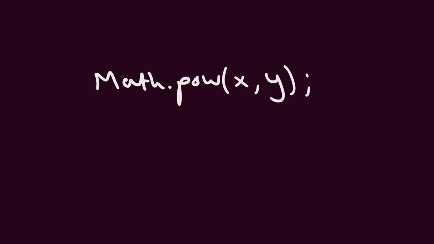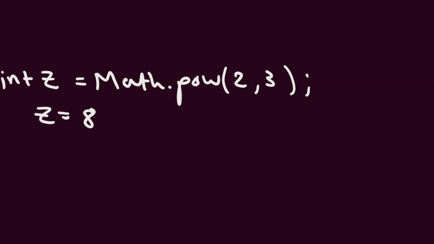Then we have another function, Math.pow. This is where you put in two numbers, let's say x and y, and you get an output of what x to the power of y will be equal to. So let's say we set this as int z, and x is 2 and y is 3, then z will be equal to 8. Okay, because 2 to the power of 3 is 8.